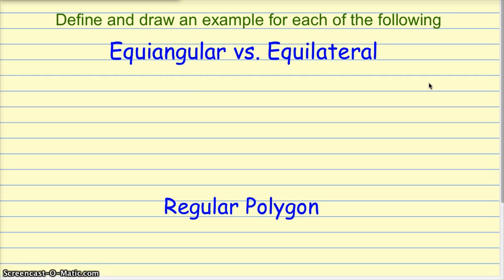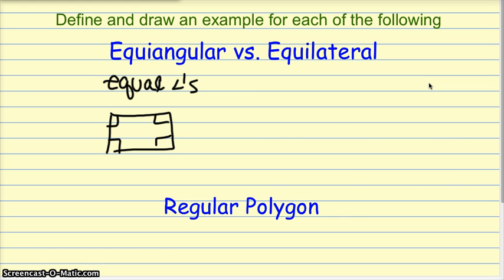Define and draw an example for each of the following. Equiangular is where all the angles are equal. An example is a rectangle. A rectangle has all 4 90-degree angles, but no sides. I mean, it has congruent sides, but they're not all congruent. Equilateral is when all of the sides are equal. An example of this could be a rhombus.